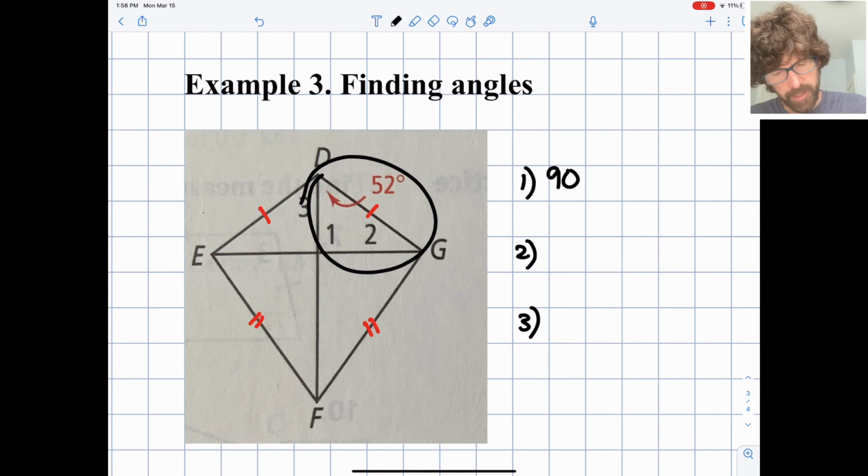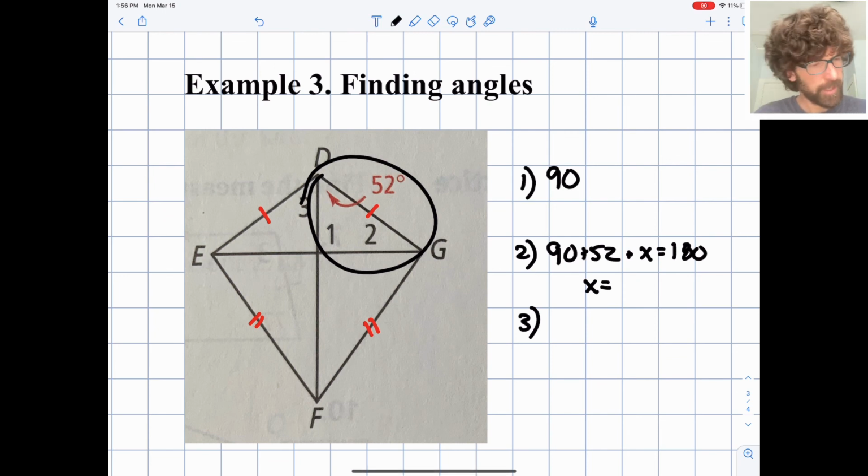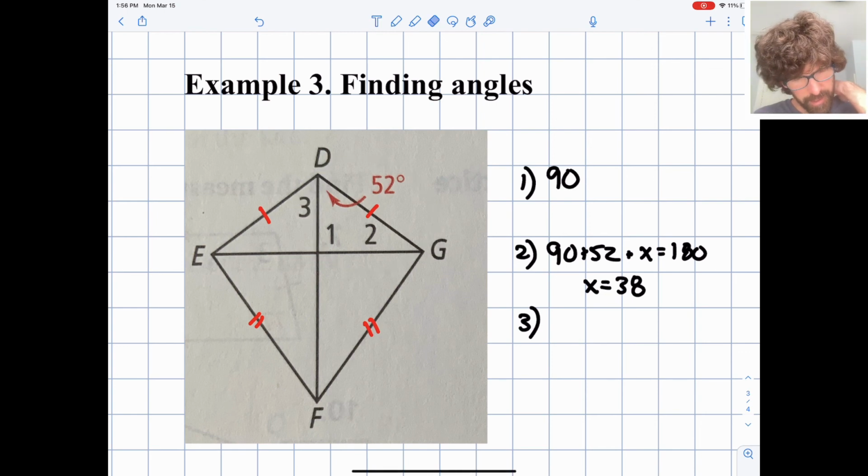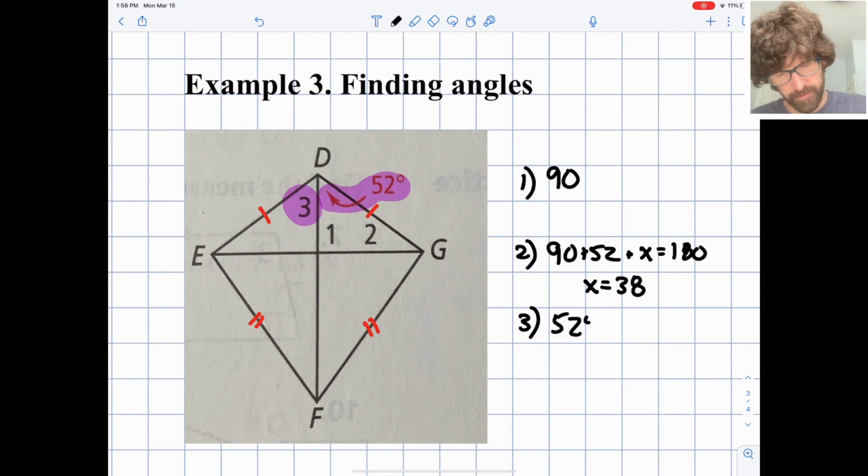We can realize that 90 plus 52 plus angle 2, which let's refer to as x, equals 180. So x is going to be 38 degrees. And angle 3, just to recall that angle 3 is going to be the same as 52 because that symmetry diagonal creates an angle bisector. So angle 3 is 52 degrees.